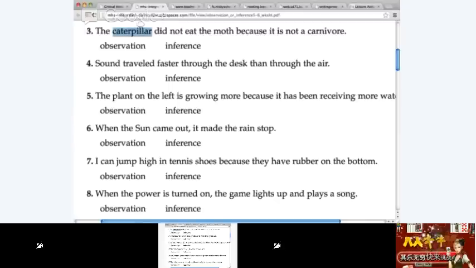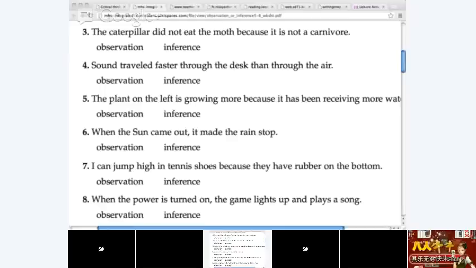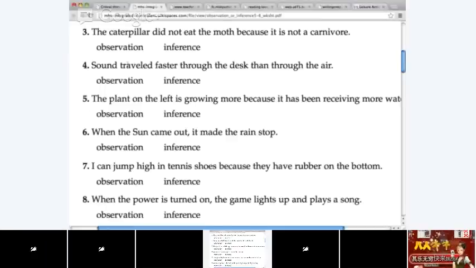But I think this sentence will be more of an inference, because observations are something that happens at the moment. If you just say the caterpillar did not eat the moth, that would be an observation. But you say because it is not a carnivore, that makes it an inference. That part of the sentence is not an observation. We're inferring, so let's keep it as an inference, because this part of the sentence is inferring something about the caterpillar that may or may not be true. It's probably scientifically proven, but I am not sure about that.